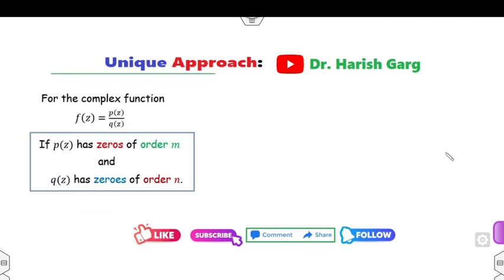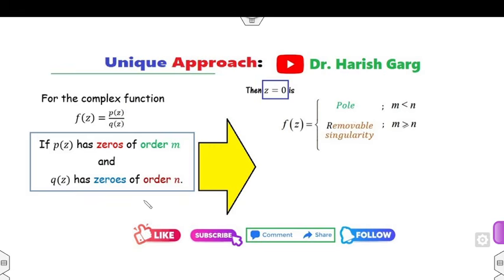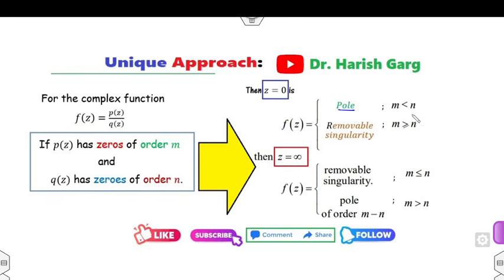Another very beautiful shortcut tip for you: whenever you have a complex function P(z) over Q(z), find the zeros of P and the zeros of Q. Then at the point z equal to 0, it is called a pole if this condition holds, otherwise we call it a removable singularity. On the other hand, if you want to find the singularity at the point z equal to infinity, there is an interchange of these results. Pole when m is less than n, and removable when m is greater than n. And you can see this one.